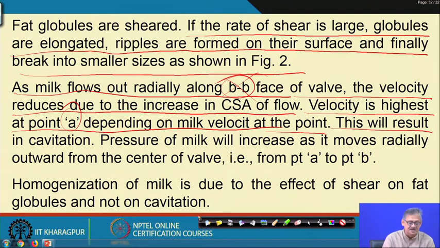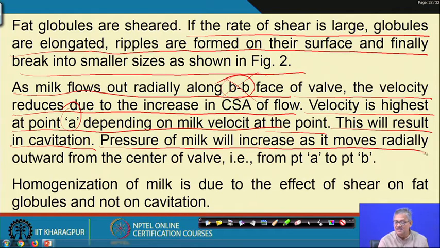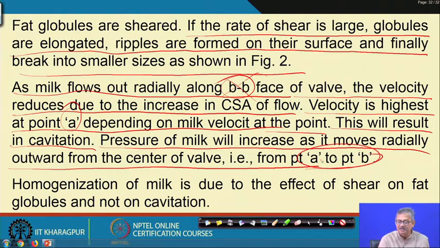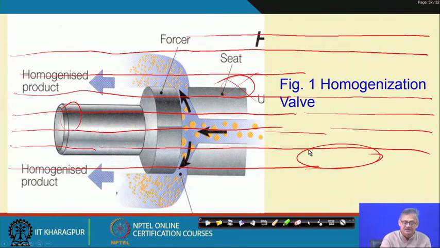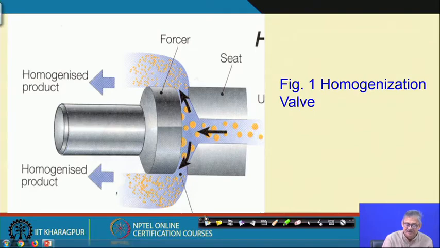Depending on the milk velocity at that point, this will result in the formation of cavitation, and the pressure of milk will increase as it moves radially outward from the center of the valve, that is from point A to point B. So, if we can see this, radially here, that means it is going like this, right.